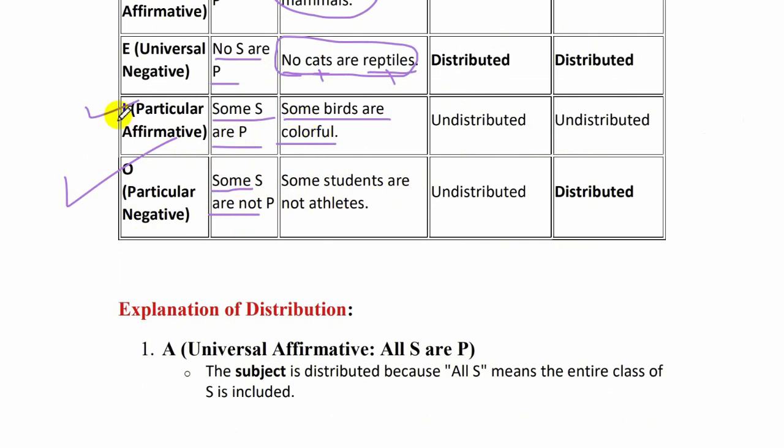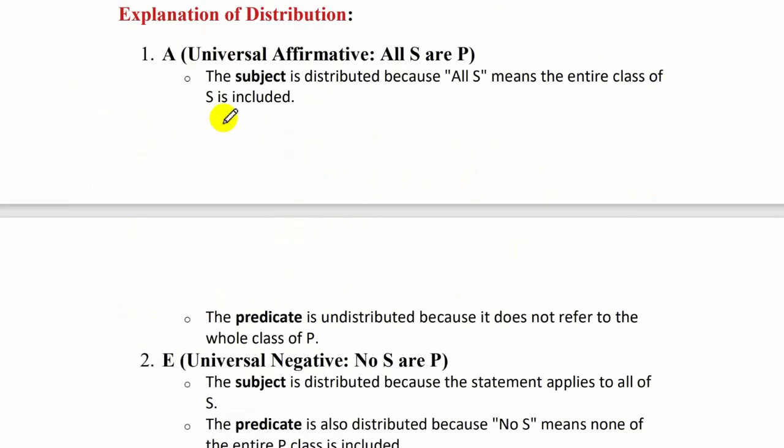Some lawyers are not truthful. And in the I particular type, some lawyers are truthful. Some lawyers are honest. Some lawyers are not honest. In this O particular negative, the predicate part is distributed. That is, athletes are distributed.